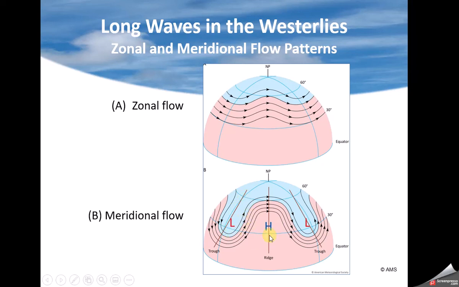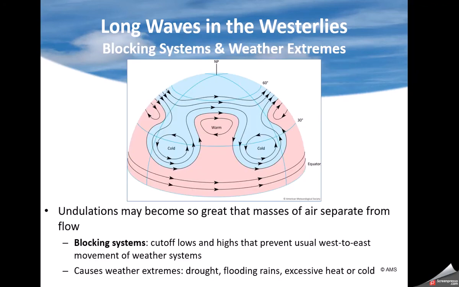It's going to generate a much greater temperature contrast and a lot better potential for significant extratropical cyclones to form, the low pressures. Then there are blocking patterns.